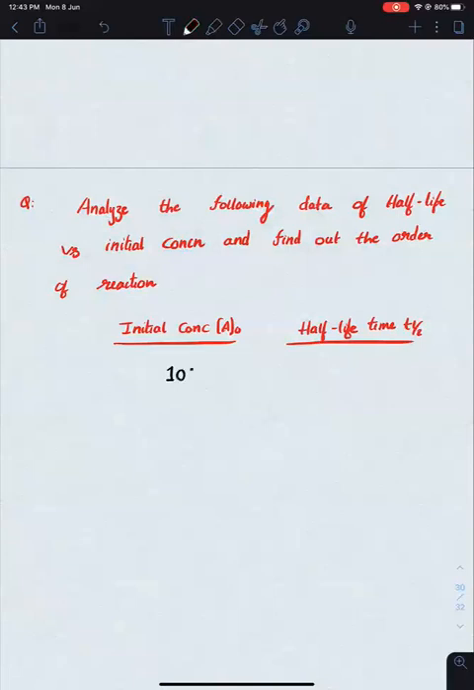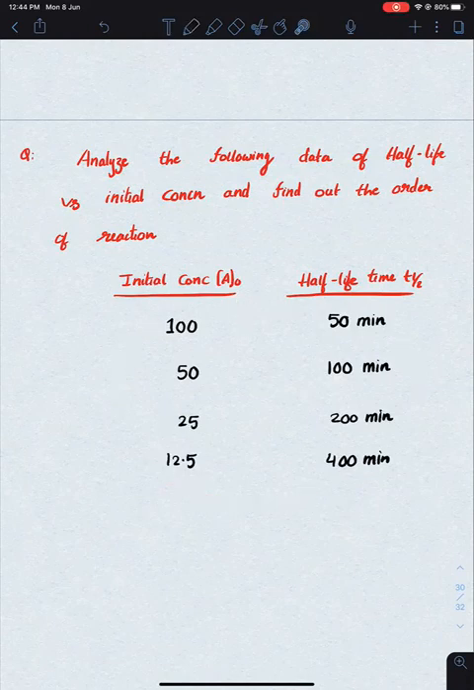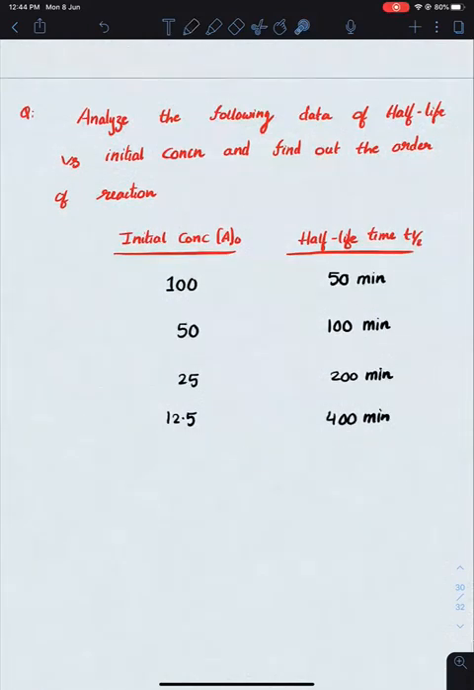If the initial concentration is 100, molarity है concentration units, T half is 50 minutes. If the initial concentration is taken as 50, T half is 100 minutes, 25, 200 minutes, 12.5, 400 minutes. This is the data given. You need to tell me this particular data will be of either first order, zero order, second order, third order, whatever it is.